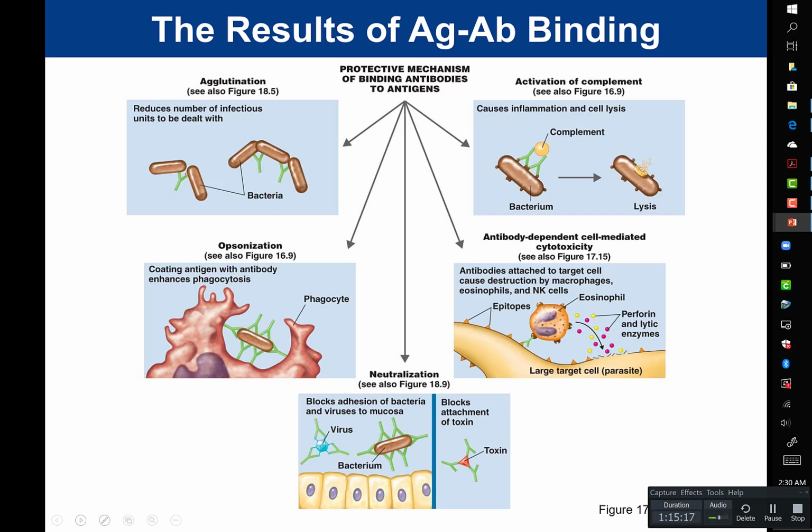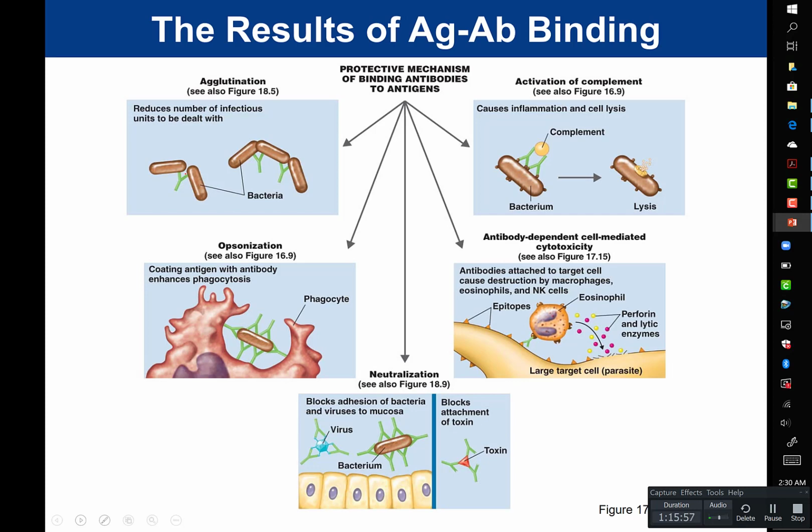We have neutralization. So if you're thinking of viruses, for example, viruses have to get into a cell in order to cause an infection, because viruses are obligate intracellular parasites. If the antibody coats the virus, that is going to block the virus's ability to bind to the appropriate receptor. It's going to block the virus from binding to the host cell. And if the virus can't get in, it's not going to cause infection.